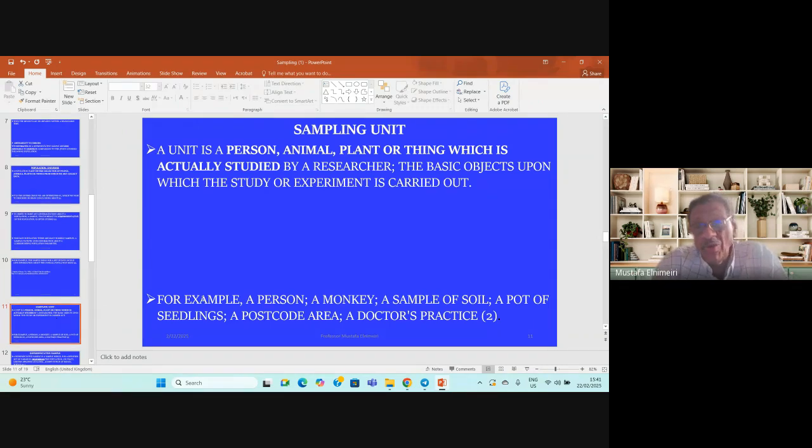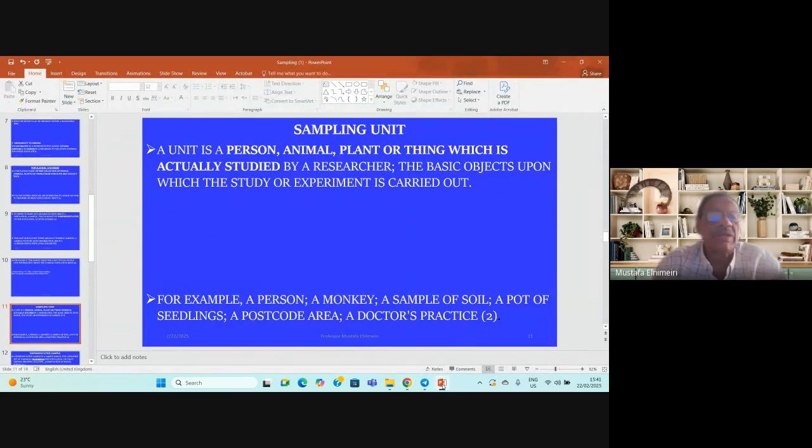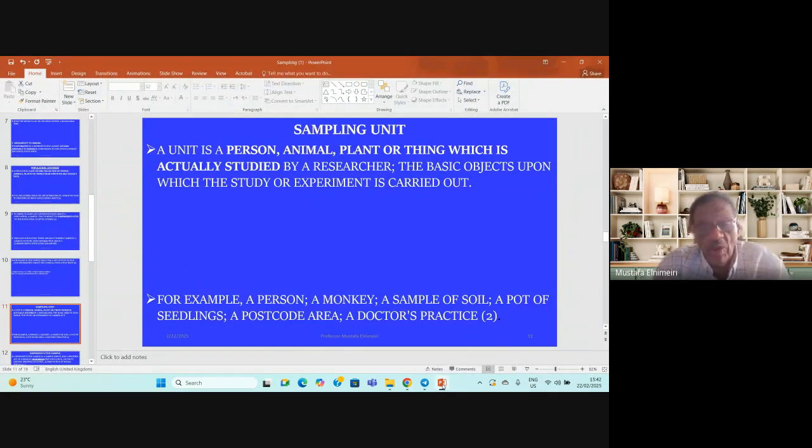The sampling unit: a unit is a person or animal or plant or thing which is actually studied by the researcher or by the investigators, the basic object upon which the study or experiment is conducted. We talk about the sampling unit as a person, an individual. If you go to our example about knowledge, attitude, and practice of medical doctors about informed consent, here the sampling unit is the medical doctor. For example, a unit could be a monkey, a sample of soil, a pot of seedlings, a postcode area, a doctor's practice, whatever it is.